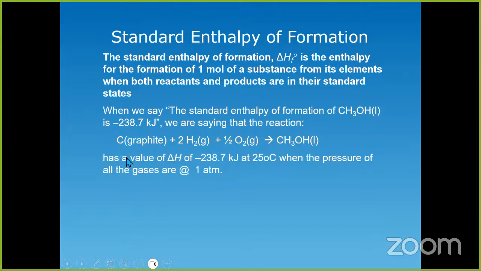So in the case of methanol, you're going to need 1 mole of graphite or carbon, 2 moles of hydrogen, and half a mole of oxygen to give 1 mole of methanol, right? The enthalpy change for this equation is minus 238.7 under the standard conditions. So therefore, we can write down that delta H standard for the formation of methanol is minus 238.7 kilojoules, all right? So that's basically how we determine that value.